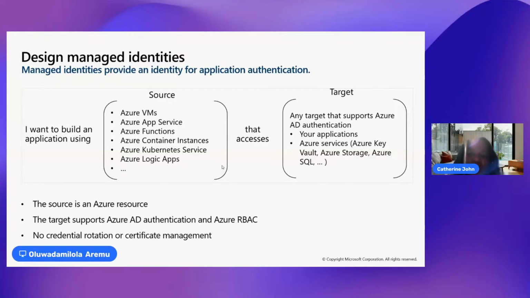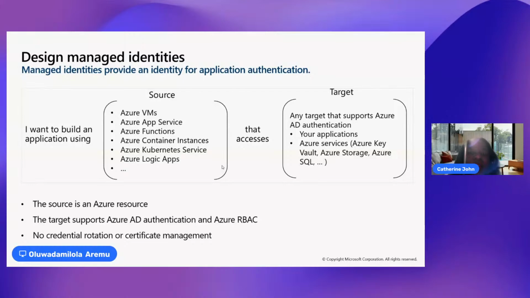What target do you want to use? Is it any target that supports Azure AD authentication, or your own application, or Azure Key Vault or Azure Storage? So you just pick the target you want. And for example, if you are using Azure VM, you could just pick the target that you want to use. If you want to pick AKS, you could equally do that. For example, if you want to pick storage, you know that definitely you use your Key Vault and Azure Storage and all that.